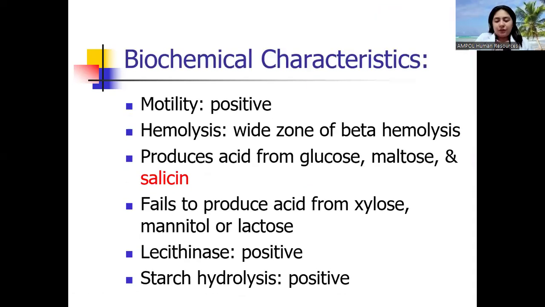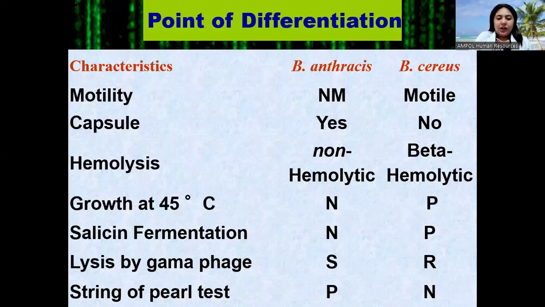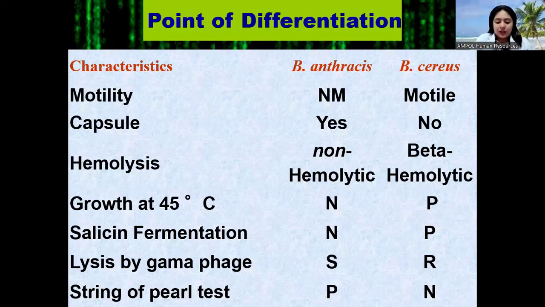Biochemical characteristics of your Bacillus cereus, they are motile. Hemolysis, wide zone of beta hemolysis. Produces acid from glucose, maltose, and salicin. Okay, fails to produce acid. So, the same actually sila ni Bacillus anthracis. Again, ang kalahian nila, ay, non-motile si anthracis. Your cereus is motile. So, this is the difference of your Bacillus cereus and your Bacillus anthracis.